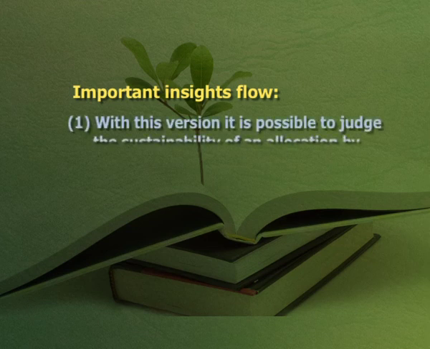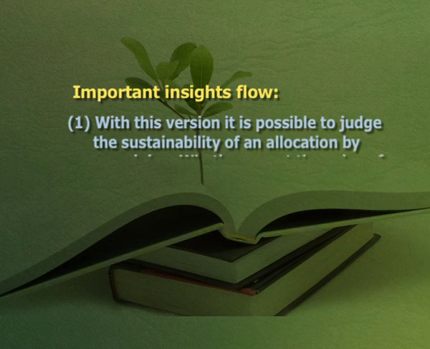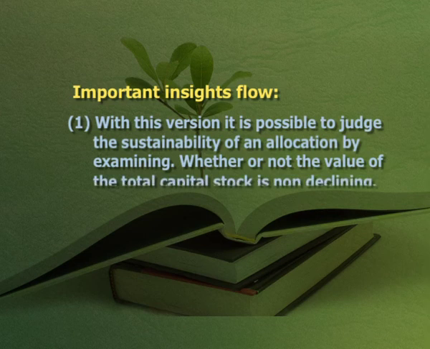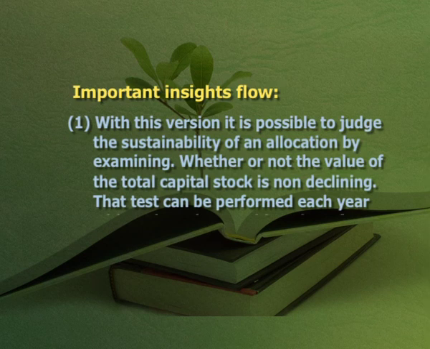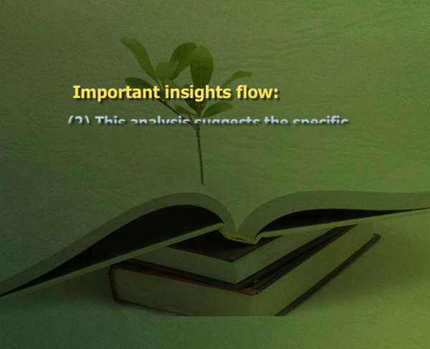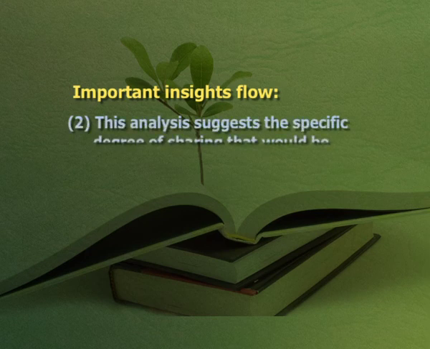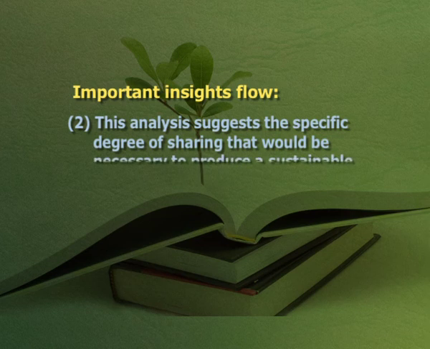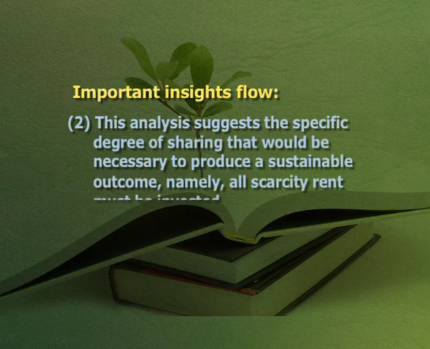Number 1, with this version, it is possible to judge the sustainability of an allocation by examining whether or not the value of the total capital stock is non-declining. That test can be performed each year without knowing anything about future allocations or preferences. Number 2, this analysis suggests the specific degree of sharing that would be necessary to produce a sustainable outcome, namely all scarcity rent must be invested.